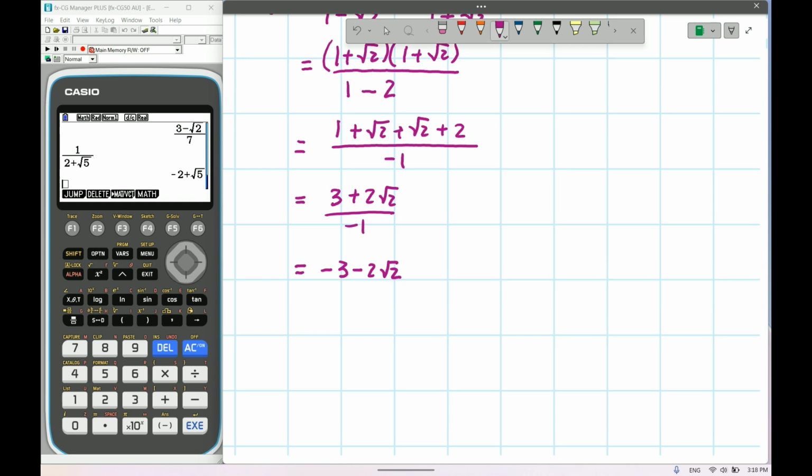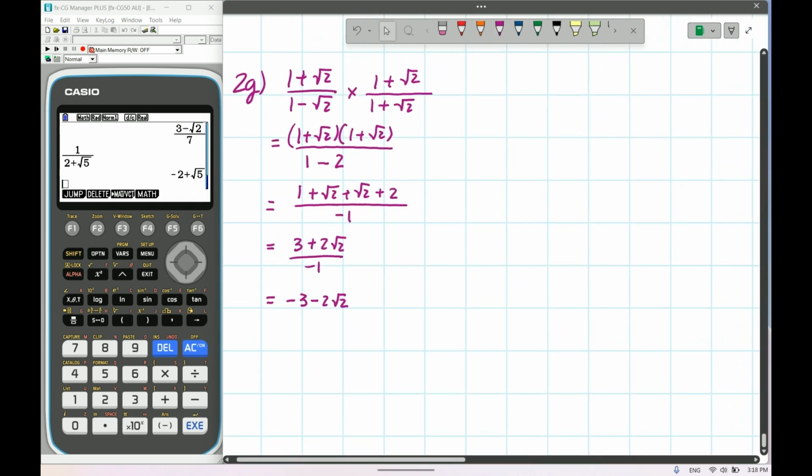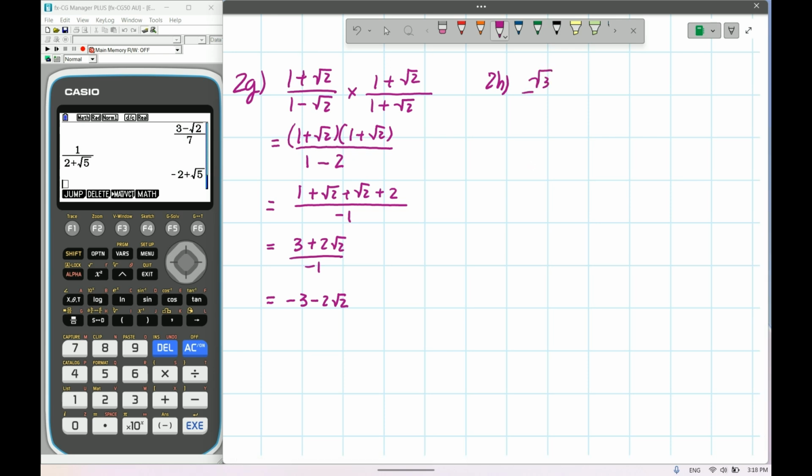Alright, what's next? 2h. Root 3 over 4 take root 3, multiply that by 4 plus root 3 over 4 plus root 3. So this becomes 4 root 3 plus 3 all over 16 take 3. So 4 root 3 plus 3 all over 13.